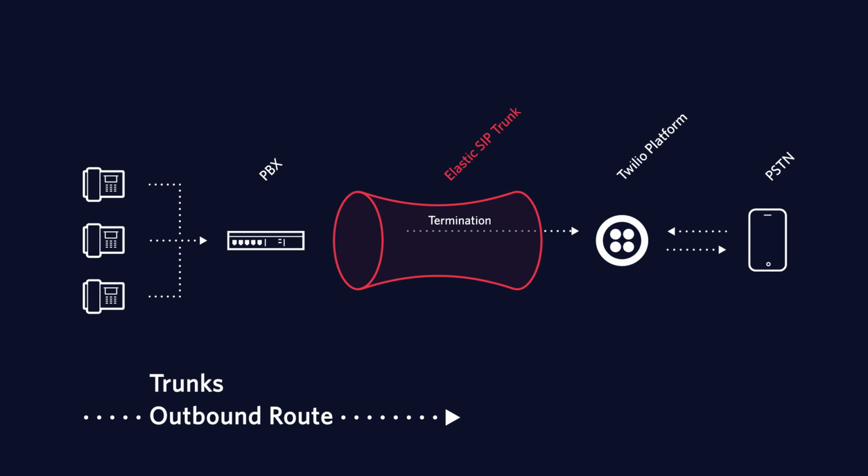We will be configuring the FreePBX with one phone extension. First, we will configure the Elastic SIP Trunk on the Twilio platform. Next, we will configure the FreePBX, more specifically the peers, outbound routes, and the dial patterns.